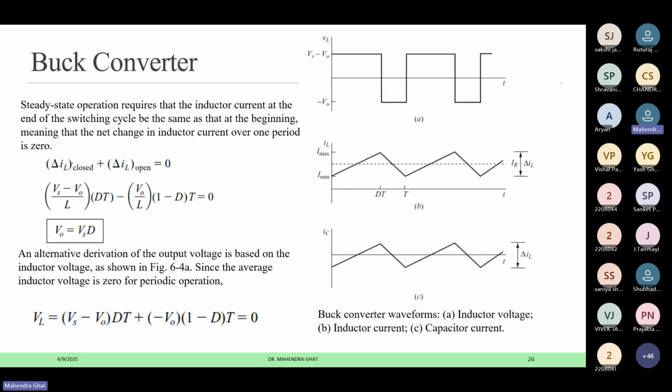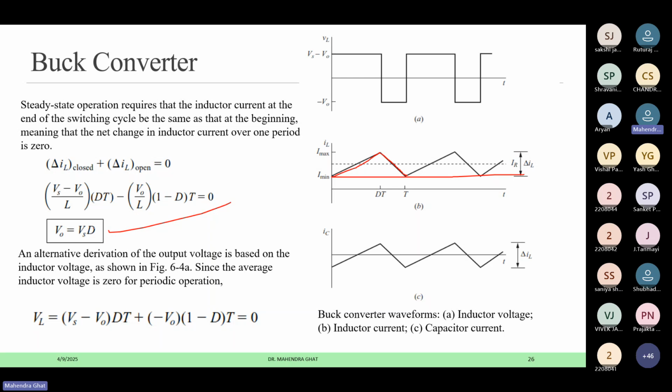So if we see here the closed delta IL and the open delta IL, if we add both of these, it should be zero because there is no difference; it is periodic, what we are taking. So if I make this zero and solve the equation, I will get the equation for the output voltage. So VO is equal to VS into D.